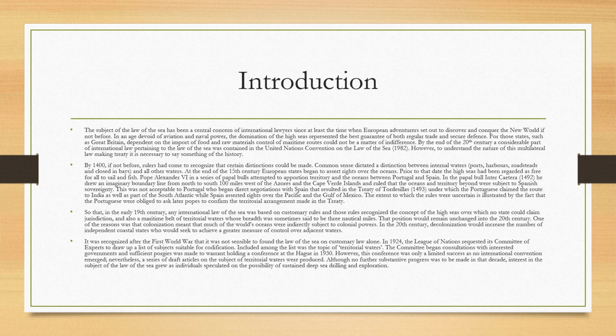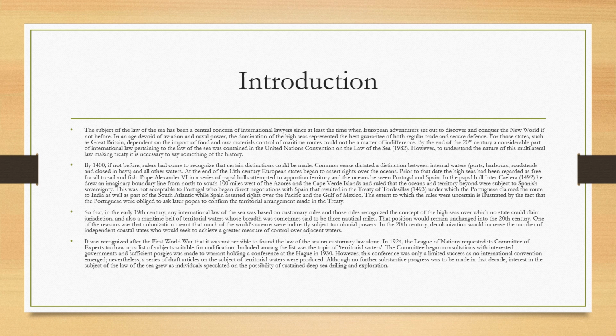By 1400, if not before, rulers had come to recognize that certain distinctions could be made. Common sense dictated a distinction between internal waters, ports, harbors, roadsteads enclosed in bays, and all other waters. At the end of the 15th century, European states began to assert rights over the oceans. Prior to that date, the high seas had been regarded as free for all to sail and fish.